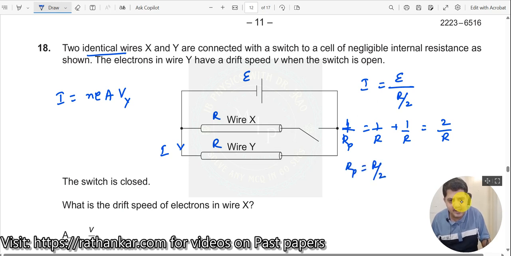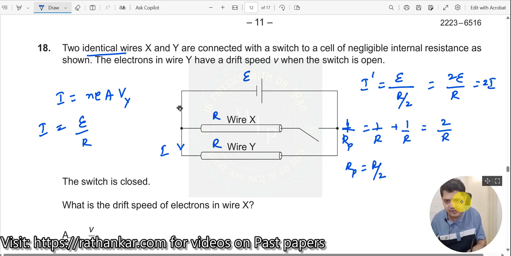Thus a new current I dash will be equal to E divided by R by 2, which is equal to 2E by R. Now what was the old current when the switch was open? The old current was I is equal to E divided by R. Now you see what is the relationship connecting I and I dash here? You can see I dash is equal to 2 times I, right? So when the switch is closed, a new current 2I will enter here.